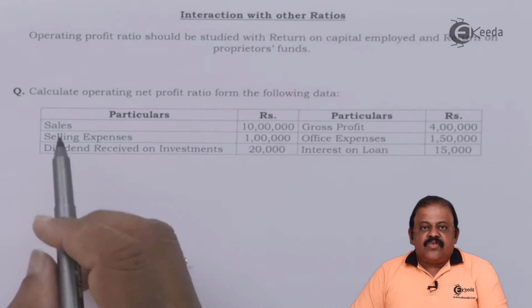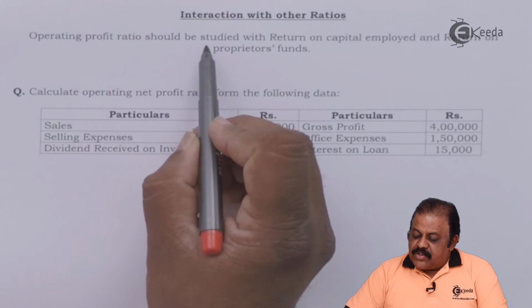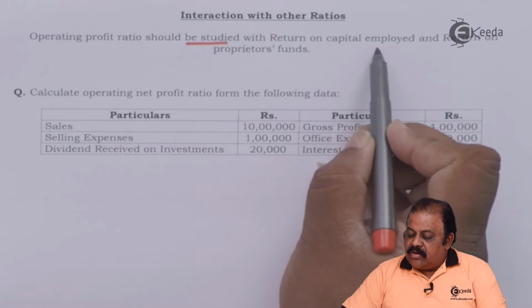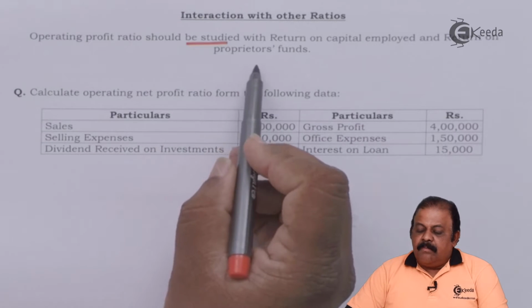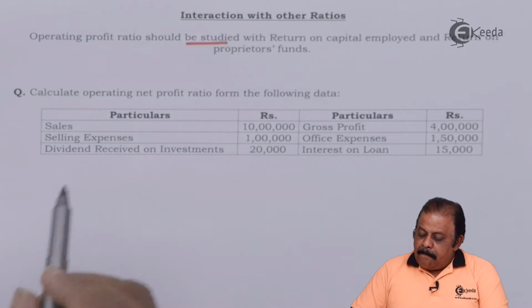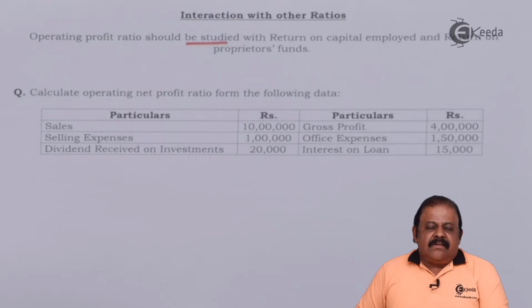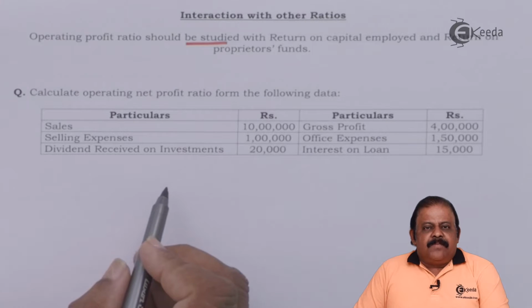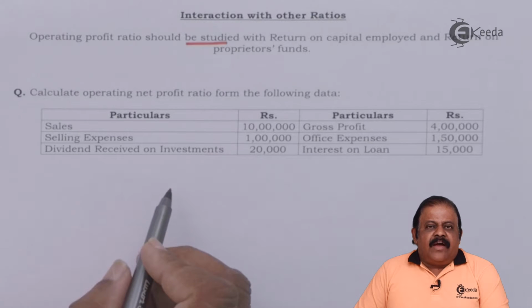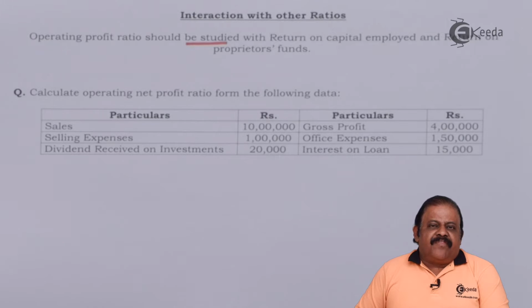Interaction with other ratios. Operating profit ratio should be studied with return on capital employed and return on proprietor's fund. Calculate operating net profit ratio from the following data. This small example will help us understand how to use the formula and calculate operating profit ratio.